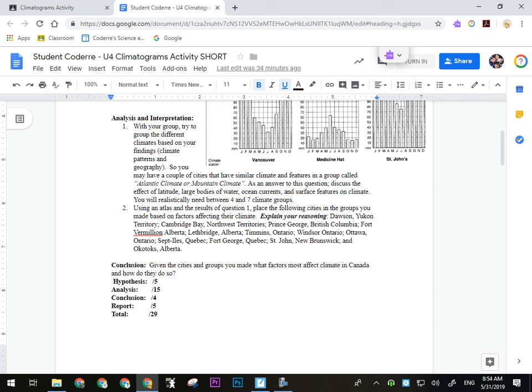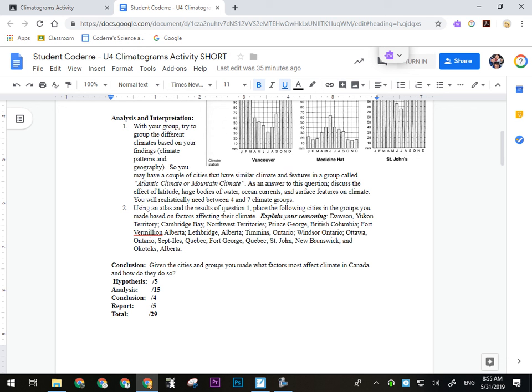So your answer for question number 1 is going to be, here are my groups. For my Atlantic climate group, these are the factors that most affect the climate of this area and how. So you talk about, for my Atlantic climate, it's this factor, this factor, this factor, probably I'd say a minimum of 3 factors that affect the climate. And when you're talking about how they affect the climate, just describe what that climate is like.